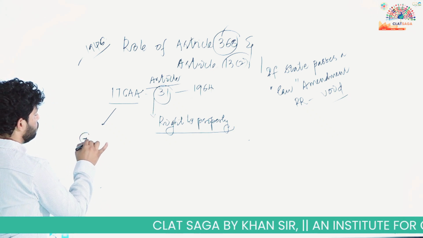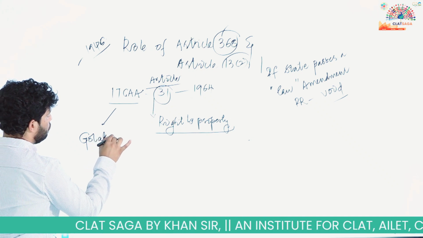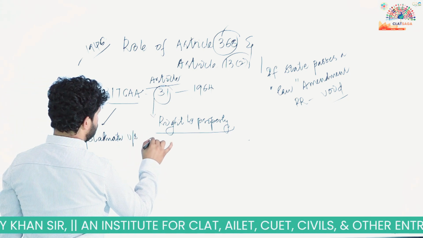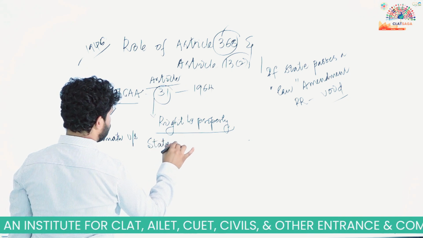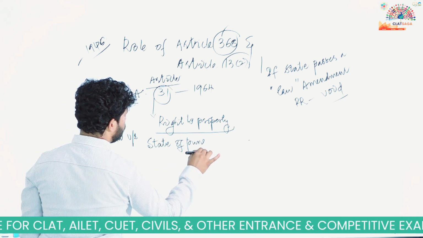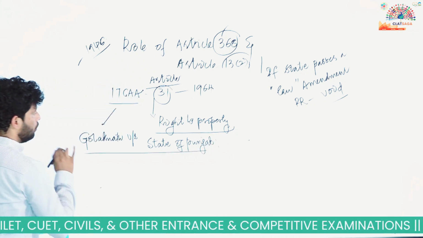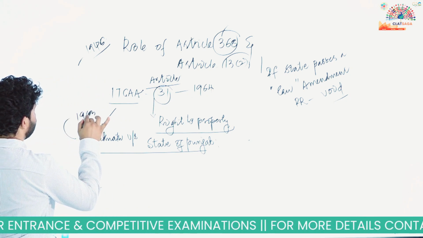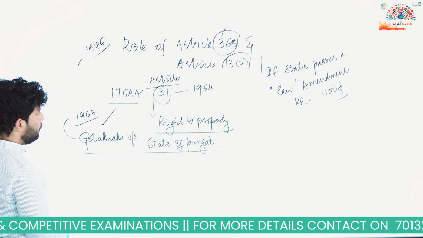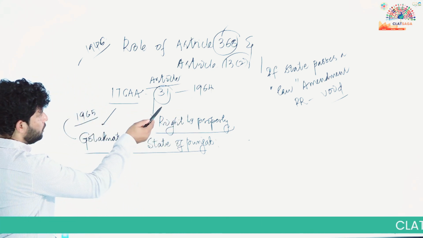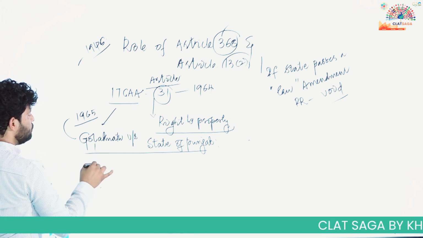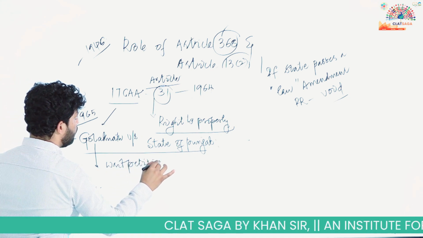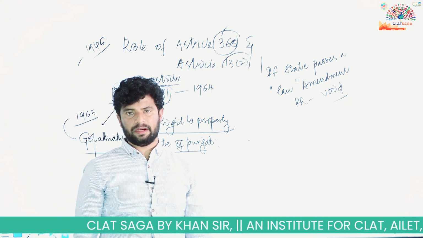by Golaknath versus State of Punjab. In 1965, they questioned the amendment to Article 31 in the court, and they raised a writ petition in the Supreme Court of India. As mentioned in the writ petition, it was a violation of the fundamental rights.